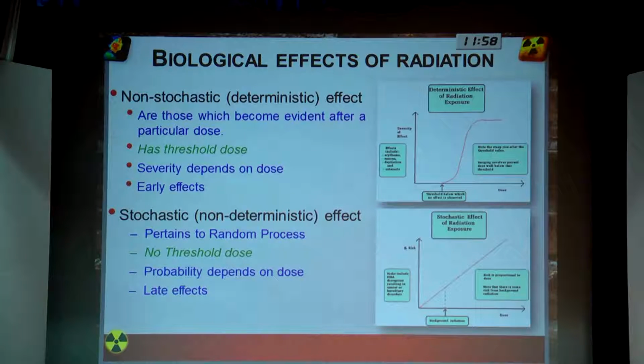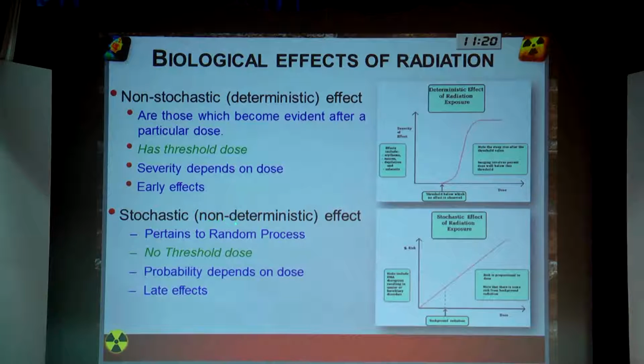And biological effects can be classified as non-stochastic or stochastic effects. The non-stochastic effects are something which can be determined. So if you say that a person receives a certain quantity of dose, then that can lead to a particular biological effect. So this has a threshold. You can see here in this graph that only after a particular amount of radiation received by a person, then there can be a biological effect. And this, of course, increases, the severity increases with the increase in dose. So examples are cataract, sterility, epilation.